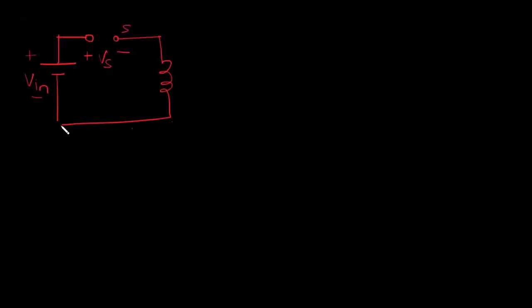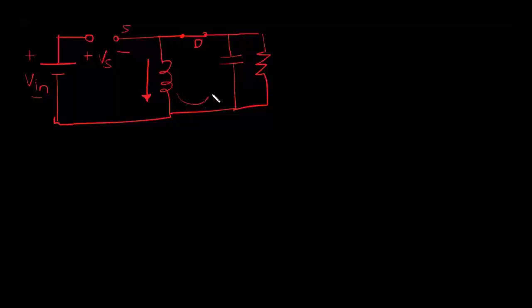Now let's take a look at what happens when the switch becomes off. So now switch S is in off state. During on state, you have some current in the inductor and it cannot become zero instantaneously. So it will forward bias your diode and it will flow something like this.